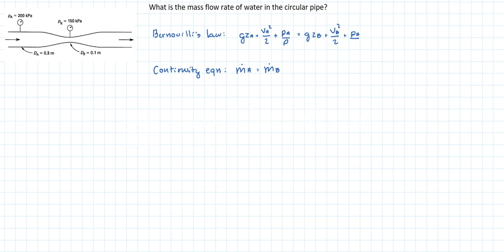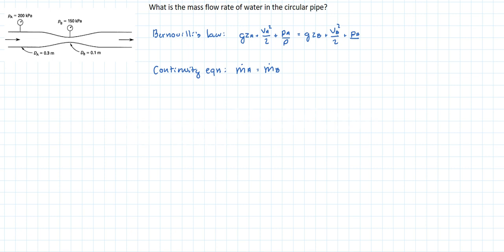Hey everyone, so in this video we're going to tackle a problem involving a Venturi meter. We're given two readings of pressure and also the diameter of the circular pipe. We need to solve this for the mass flow rate inside the Venturi meter. So to solve this problem we're going to use two equations.